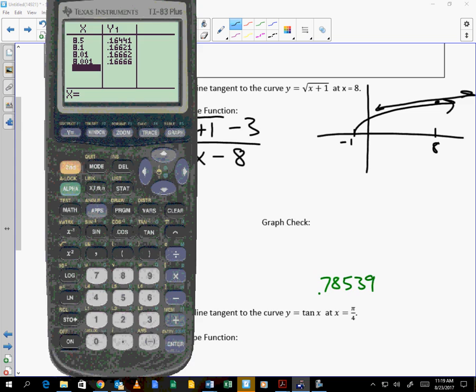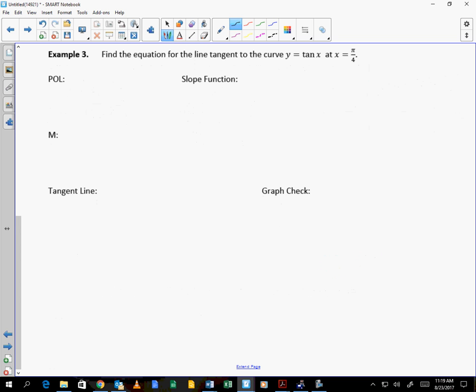Let's do the same thing for this example right here. Find the equation for the line tangent to the curve, y equals tangent of x at x equals pi over 4. Okay, we're going to find that slope. First of all, I'll determine a point on the line. The point on the line will be what for the x value? Pi over 4. And I want a y value. How do I come up with the y value?